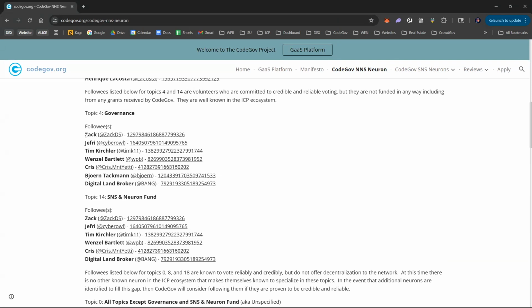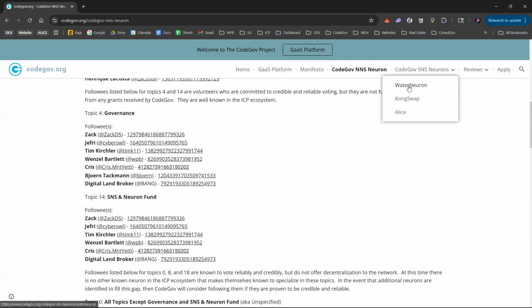Nobody's expected, if you're a volunteer participating in governance, I don't expect anybody to do that for a lifetime. You volunteer for as long as you feel like you can make a commitment to doing it reliably. And so these are the folks that are currently listed for governance and SNS for CodeGov.